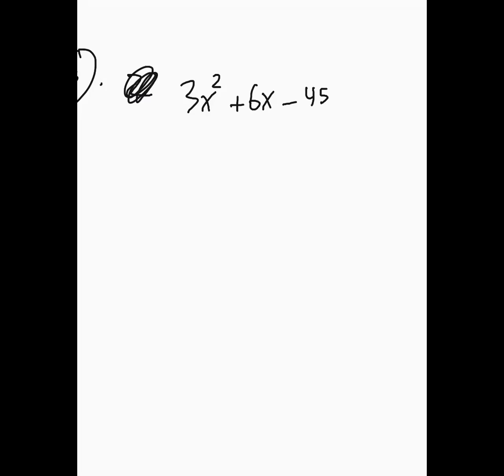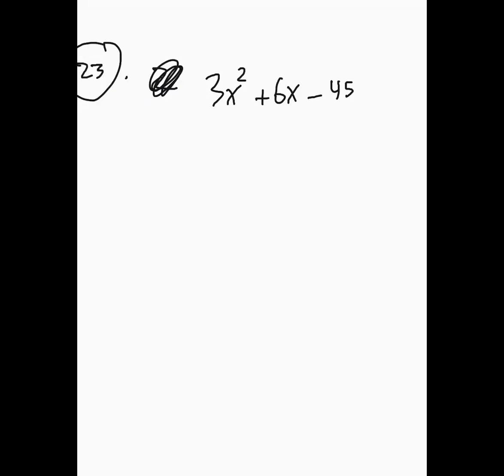So I need to factor out something that's in common first. Is there anything in common to this problem? Other than that we don't like it? There's a 3 in common, right? So factor out a 3. We have x squared plus 2x, take away 15. There we go. Now we have to do the rainbow method.